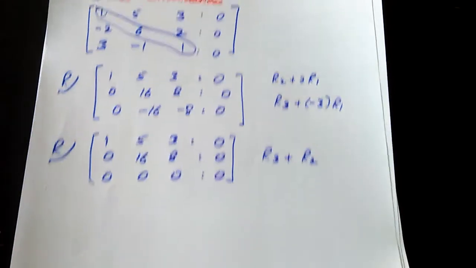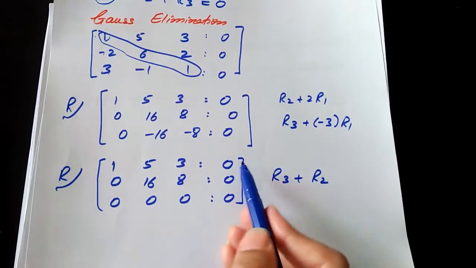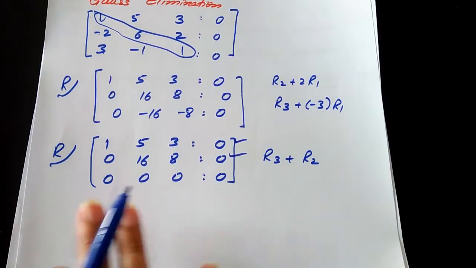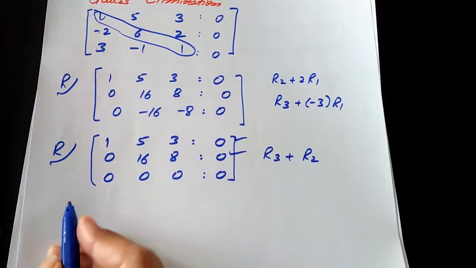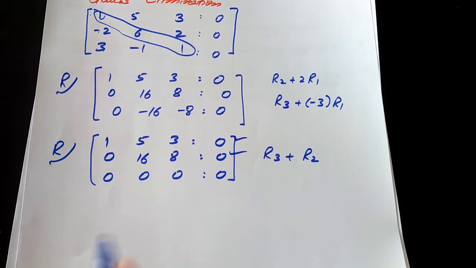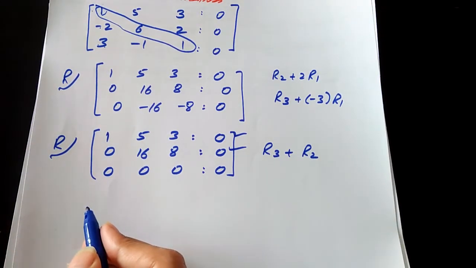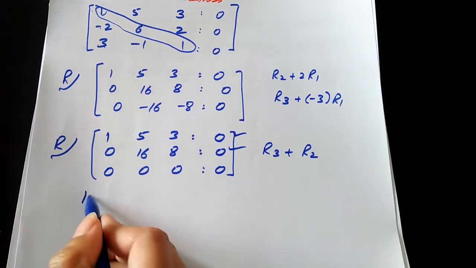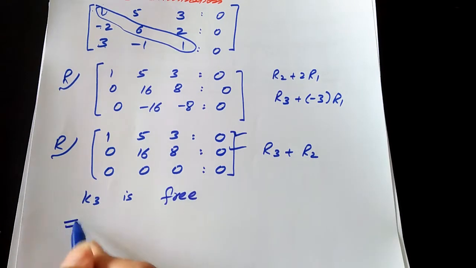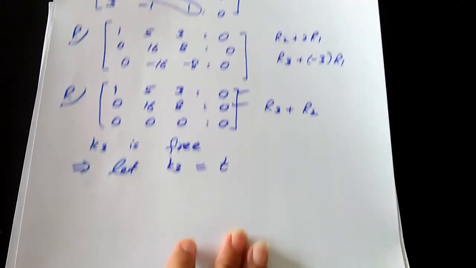Now if you observe, you have 3 variables, K1, K2 and K3. But from here you got only 2 equations. The third equation is completely finished. So it means one variable is free. And what does it mean that one variable is free? It means you will let it equal some variable. K3 is free. So this implies that let K3 equal some variable t.